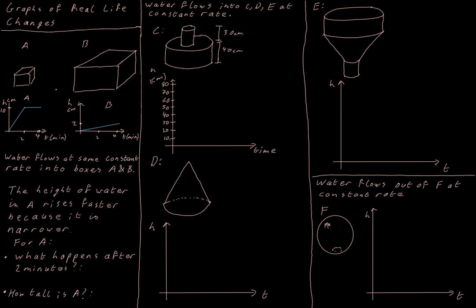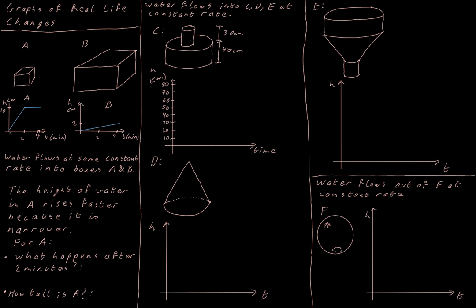per minute. If we think about what the height of the water would be, so how high the water is up in the box after a particular amount of time, that's the graphs that we have for A and B here. So the water flows in at a constant rate, the same rate all the time, and it's the same amount of water going in per minute into both boxes. What can we tell about this?